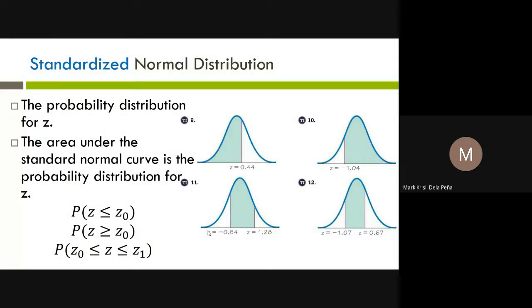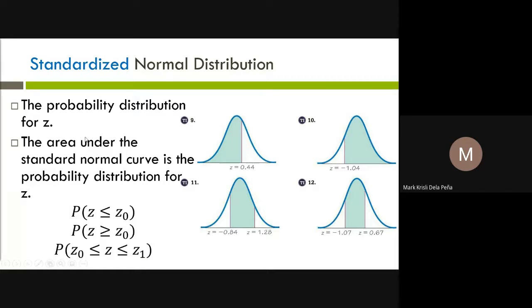Now, you have to take note that, again, the area of the curve is equal to 1, which is also equivalent to the probability. So the area under the standard normal curve is, again, the probability distribution for z.